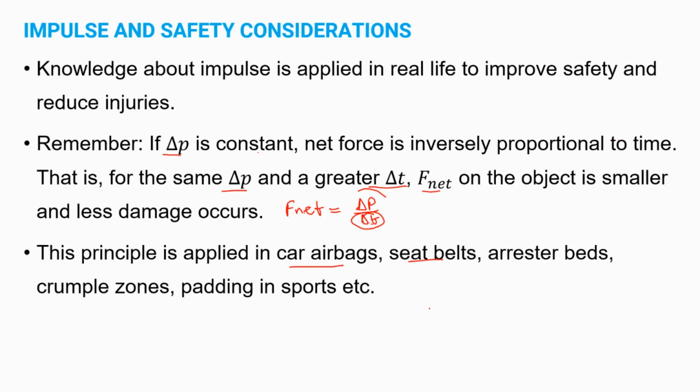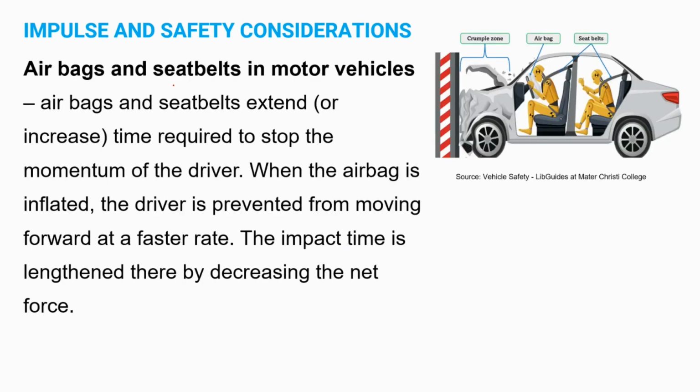padding in sports, etc. Let's talk about airbags and seat belts in motor vehicles. Airbags and seat belts extend or increase the time required to stop the momentum of the driver. Remember, let's say the car is moving at 120 kilometers per hour and then it collides with another car or collides with something else like this. What will happen to the driver?